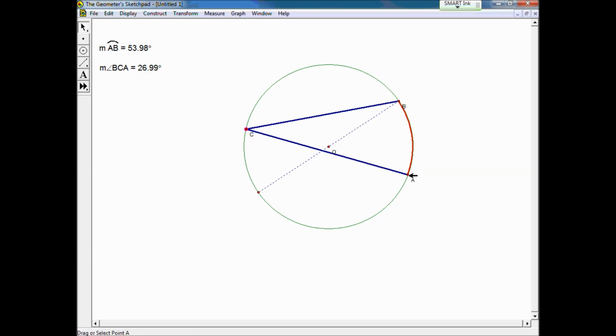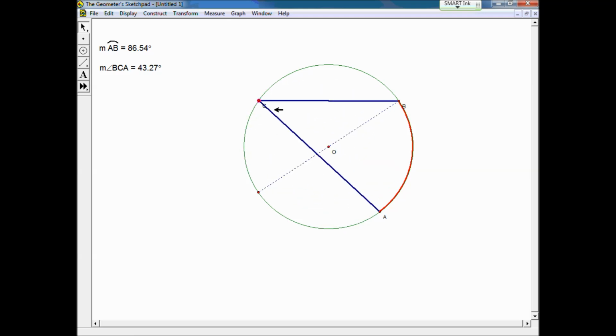Then if I pick up A here and slide it to make my arc bigger, no matter how big I make it, the measure of angle C will always be half as big. So since this was 86.54, 43.27 is half as much. And once again, I can move C around. It doesn't change. No matter where I put the inscribed angle, it'll always be half as big as the arc.